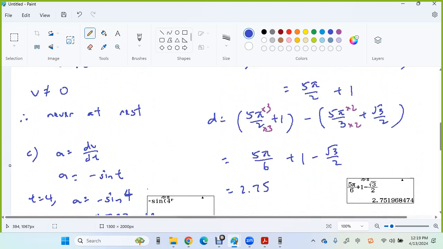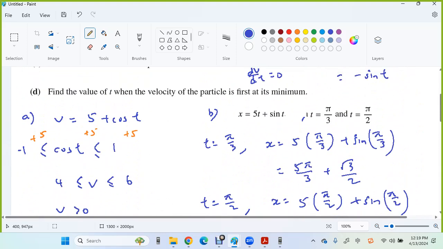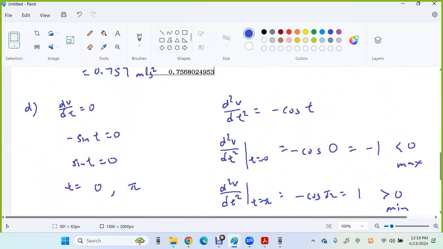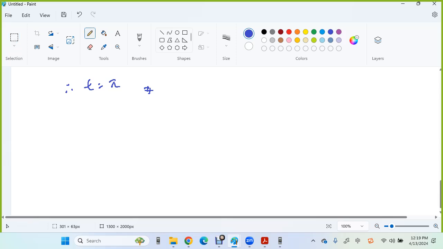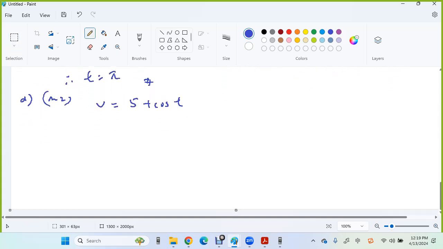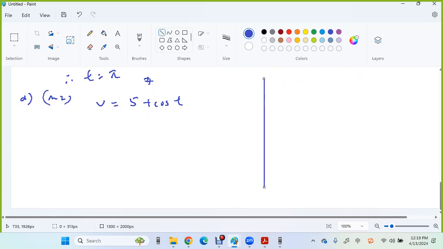Actually, for this one, we have another method to solve it, which I think is easier compared to the method that I used here. That is, we sketch the graph. So for D, we use method number 2. We know that v is 5 plus cos t. The graph will look like this.